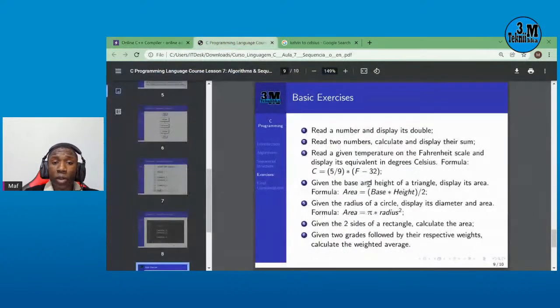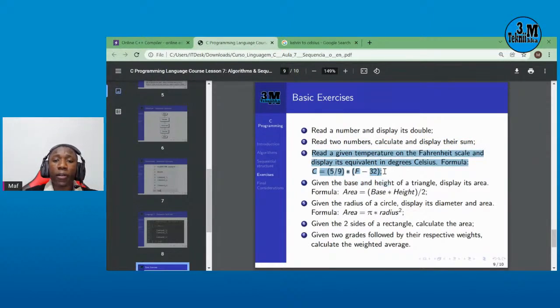Okay, let's go to the second problem. Read two numbers, calculate and display their sum. For the sum of two numbers, I'm going to leave this for you. You can solve this on your own. Leave the solution in the comments. Let's go to this one.